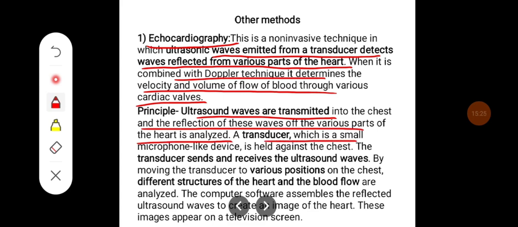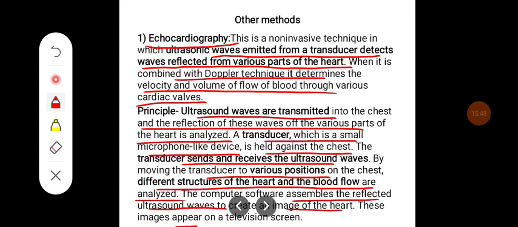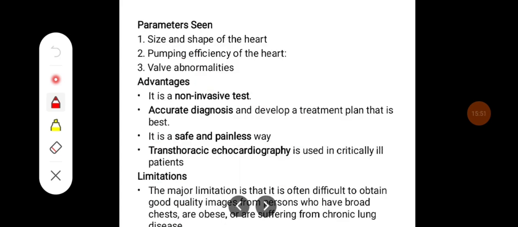A transducer, which is a small microphone-like device, is held against the chest. The transducer sends and receives ultrasound waves. By moving the transducer to various positions of the chest, different structures of the heart and the blood flow are analyzed. The computer software assembles the reflected ultrasound waves to create an image of the heart. These images appear on a television screen. The parameters observed are size and shape of the heart, pumping efficacy of the heart, and wall abnormalities.